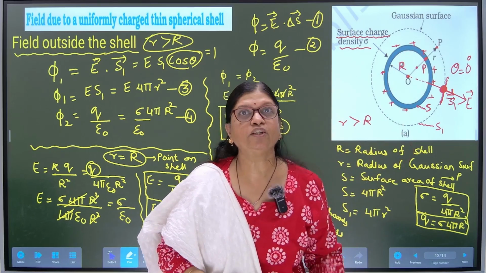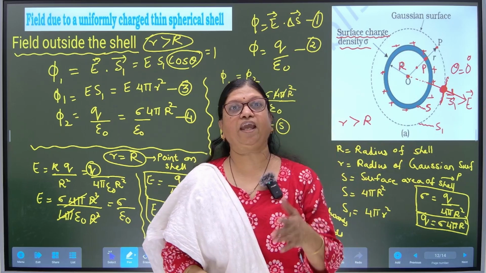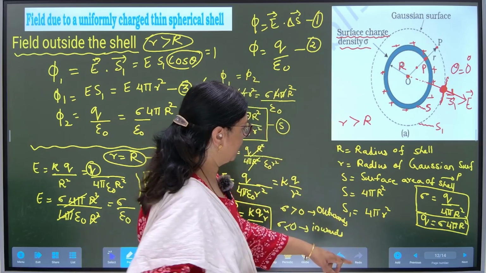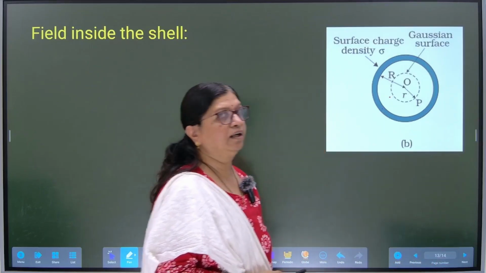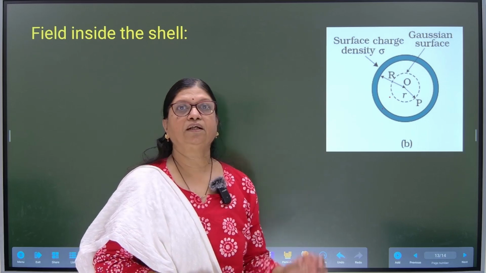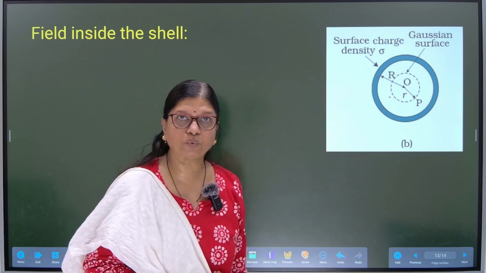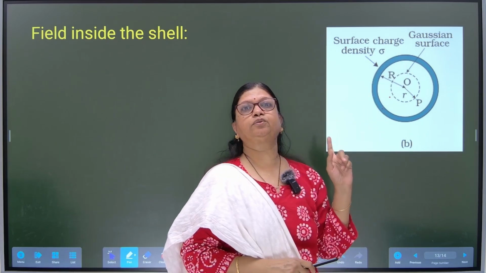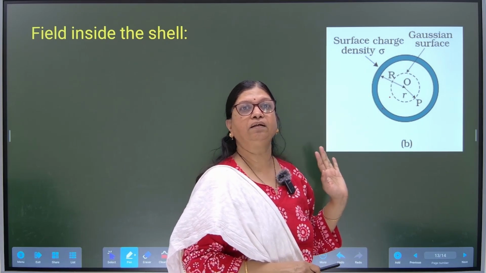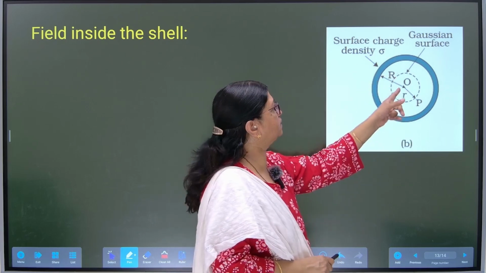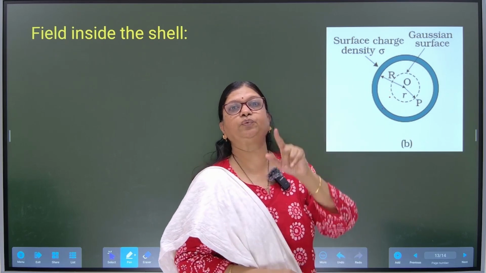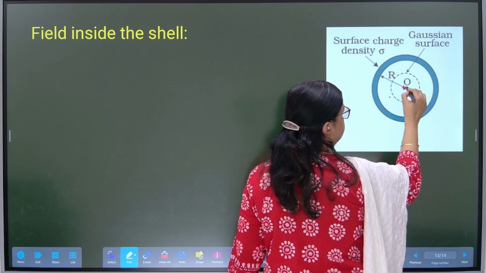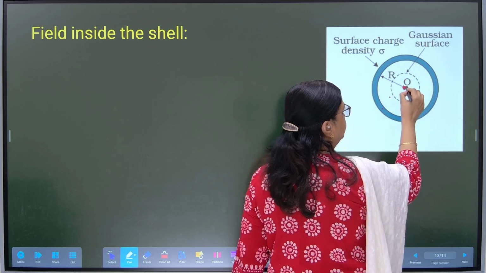Now let us go to the third section where the point which we are considering is inside the shell. Fine. So let us go to that. For that I have used another page and the diagram is available to us. Let us again understand the diagram. We have a shell. This is also a textbook diagram. That shell has a radius capital R. The point which we are considering, P, is inside the shell. And the distance from O to P, center to P, is small r.